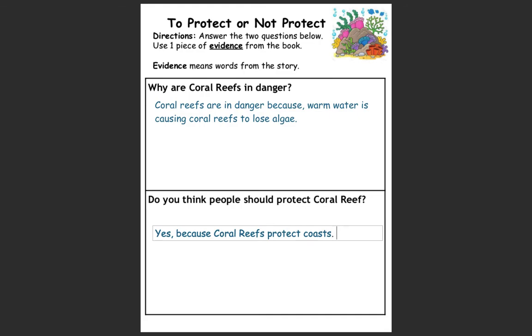All right, second grade. And just like that, I have my pieces of evidence for each answer, and I have explained why I think coral reefs should be protected. Now, there's a lot of more evidence that I want you to find when you are doing your assignment. If you have any questions, please leave comments in the bottom or join the Zoom meeting and you can ask me those questions there.